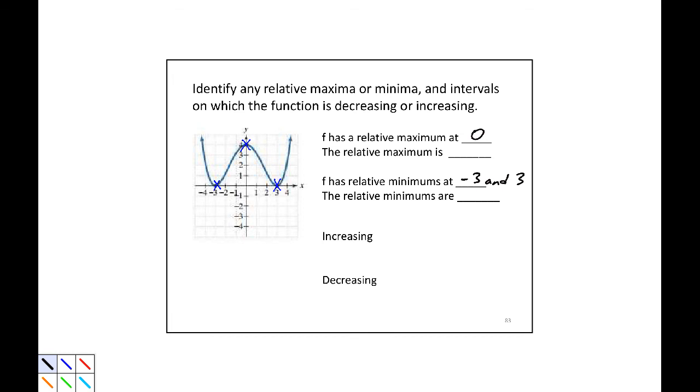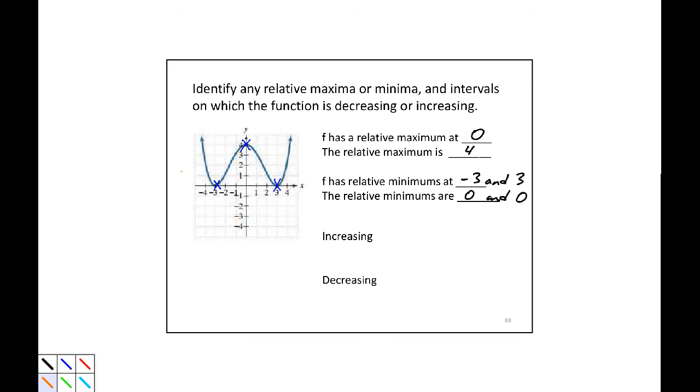Now, the actual maximum, it attains up to a value of 4. So our maximum is 4, and our minimum there is 0. Well, actually, both of those have a minimum value, a lowest value of 0. Now, based off of that, we can determine increasing and decreasing.